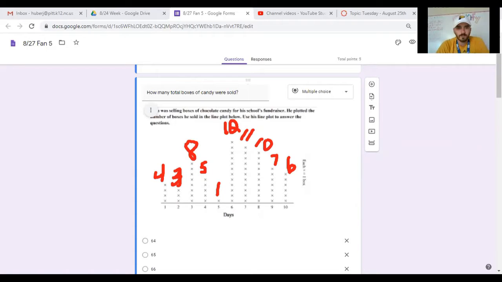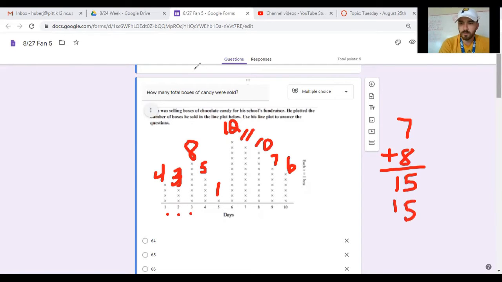All right, so the very first question says, how many total boxes of candy were sold? And already those numbers are going to come in handy. So I would just go in order, and I'm not going to cross them out as I go so I don't have to rewrite them, but normally I would cross them out as I go. So 4 plus 3 would give me 7, and then 7 plus 8 would give me 15. I'll put little dots so I know I've used them. For day number 4, we had 5 more, which gives us 20.